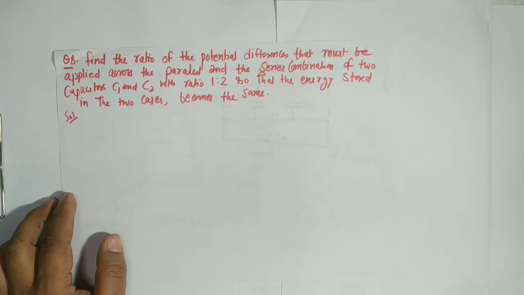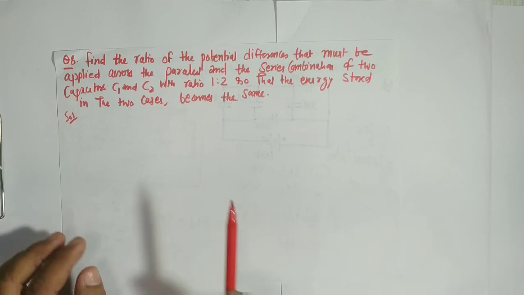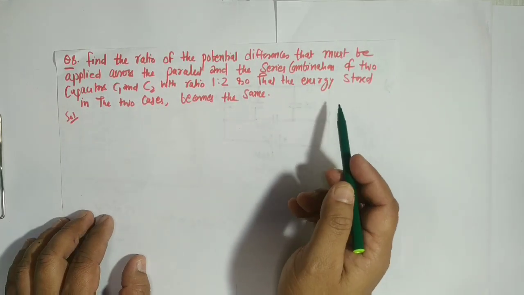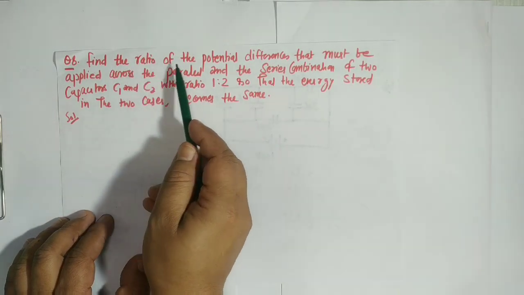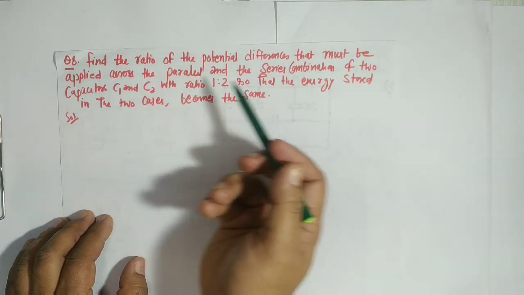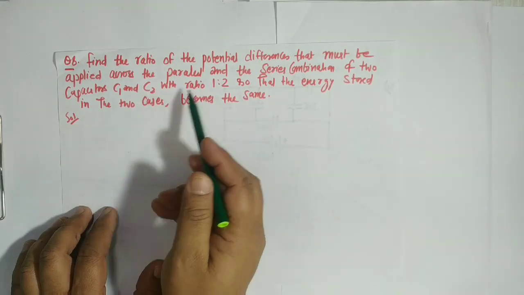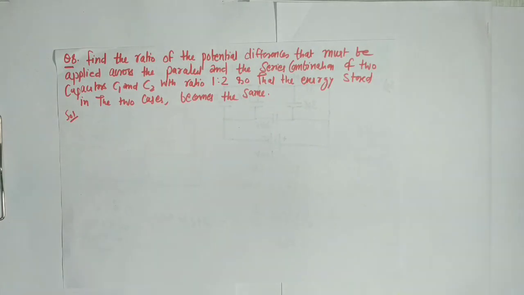Find the ratio of the potential differences that must be applied across the parallel and the series combination of two capacitors C1 and C2, whose ratio is given, so that the energy stored in the two cases becomes the same. Again repeating, find the ratio of potential difference that must be applied across parallel and series combination so that the energy stored in both cases becomes the same. So we are going to find out how this condition is going to apply.